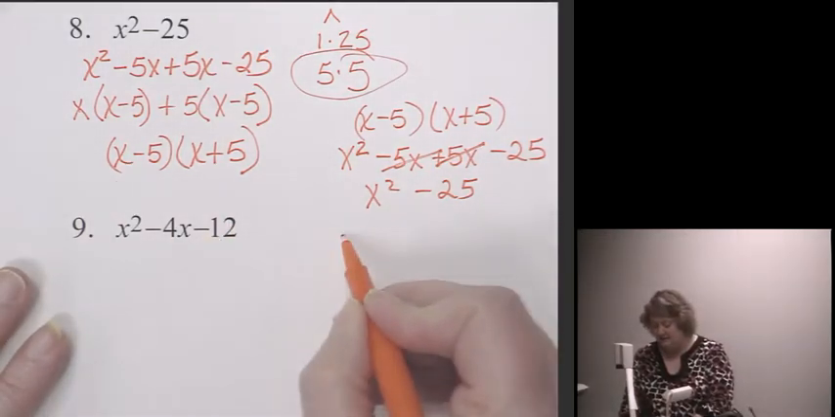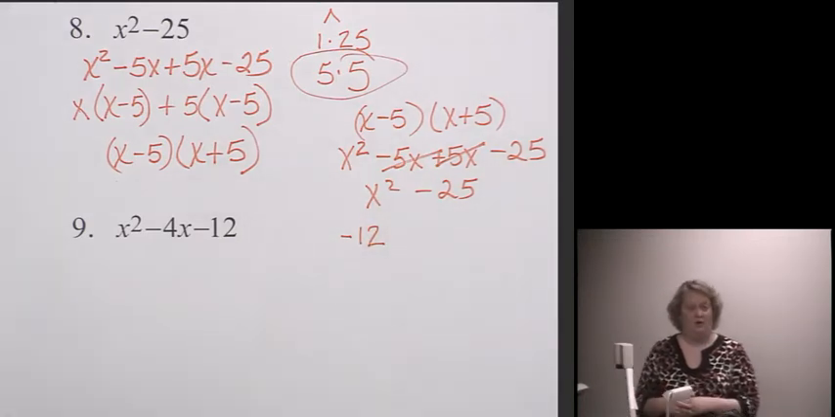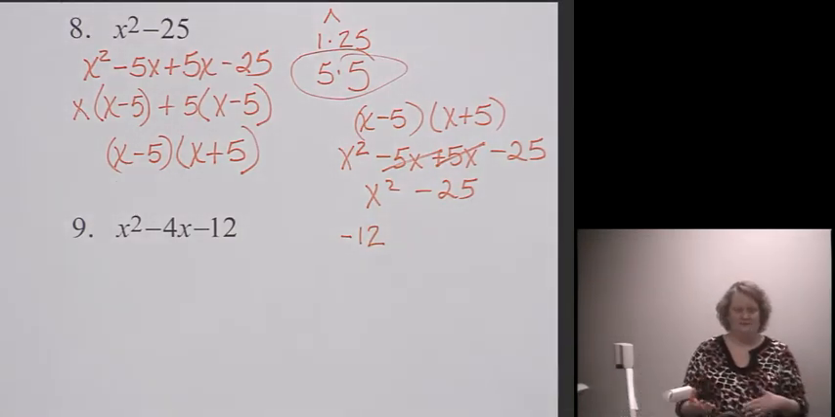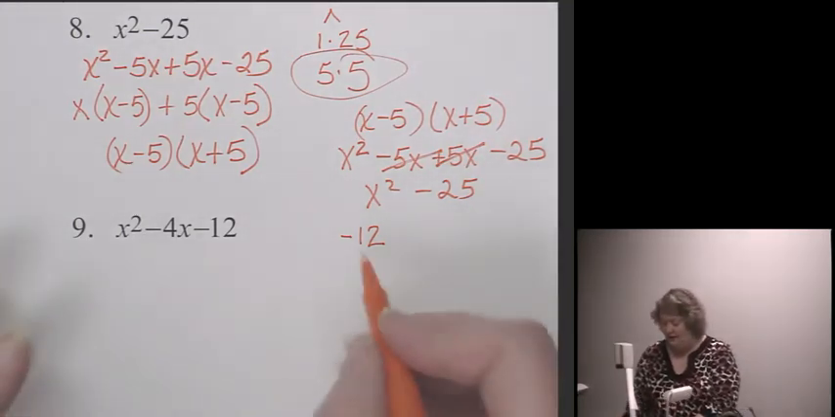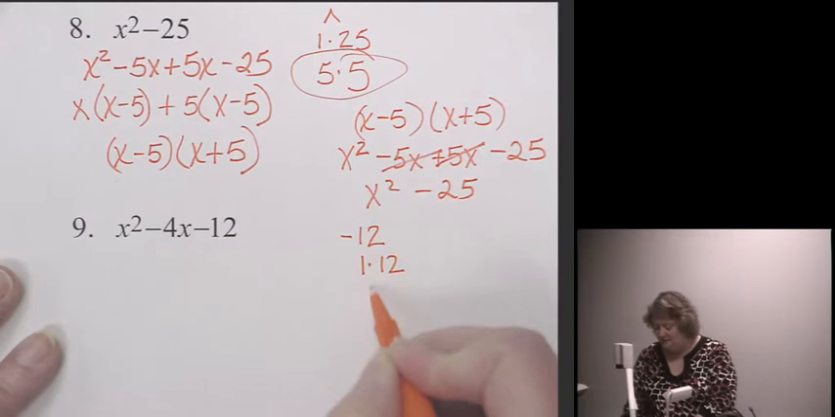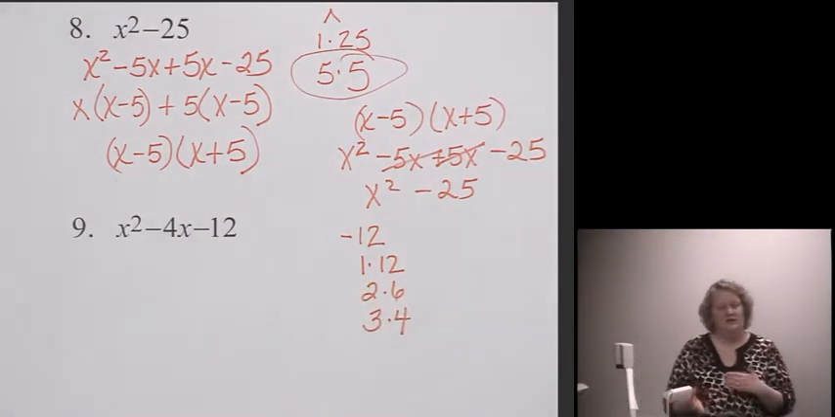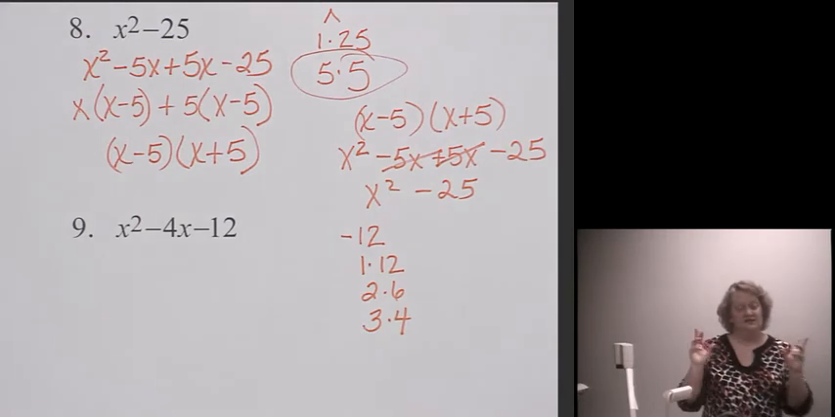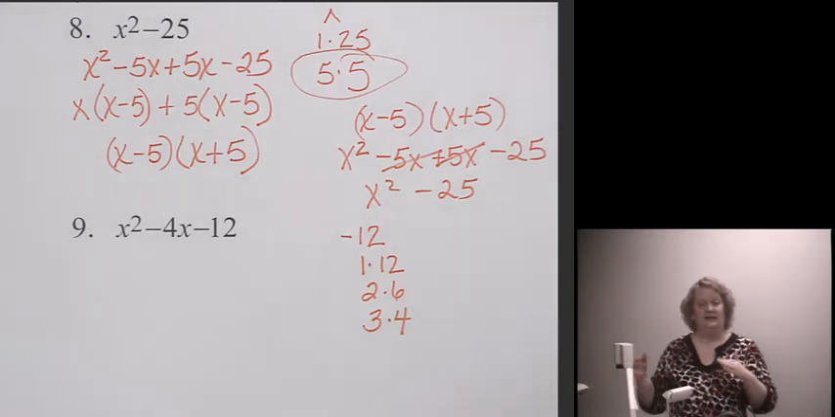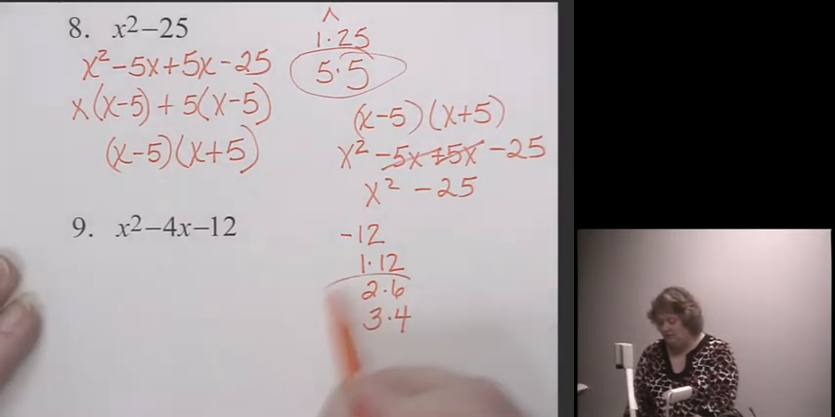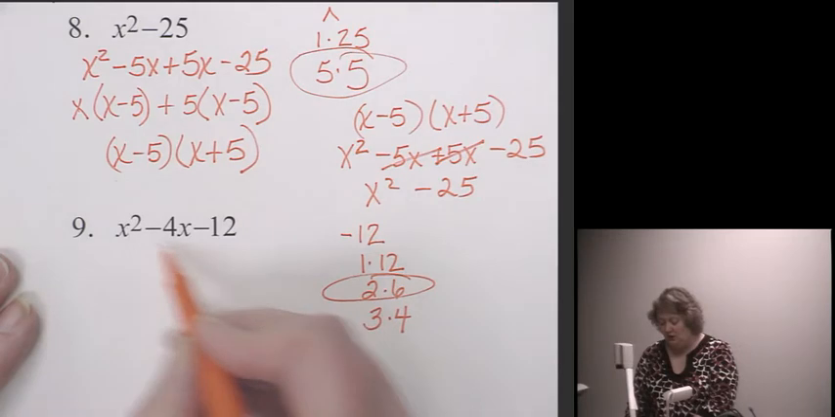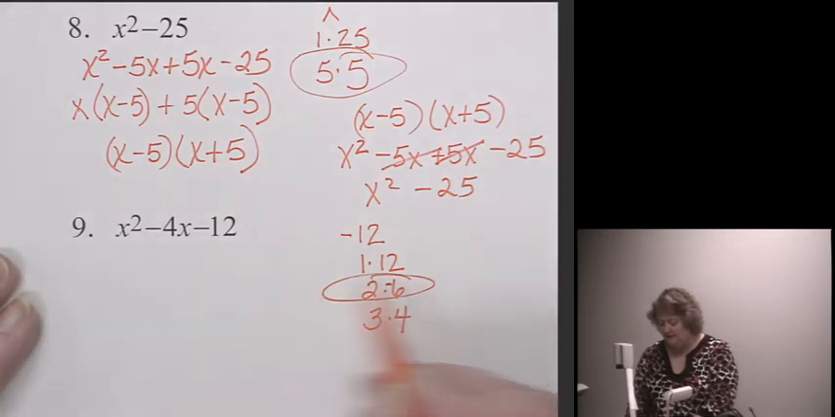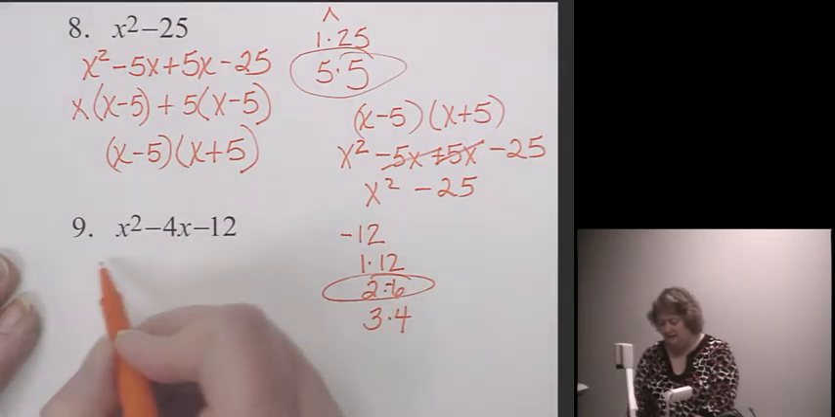But in this case, that multiplies to give me a negative 1 times negative 12, which gives me a negative 12x squared. We'll just write down the negative 12. 1 times 12, 2 times 6, and 3 times 4. Which of those pairs of numbers subtract to give me negative 4? It would be the 2 and the 6. And I need to make sure that the sign of the middle goes with the stronger number. I'll get it said right.